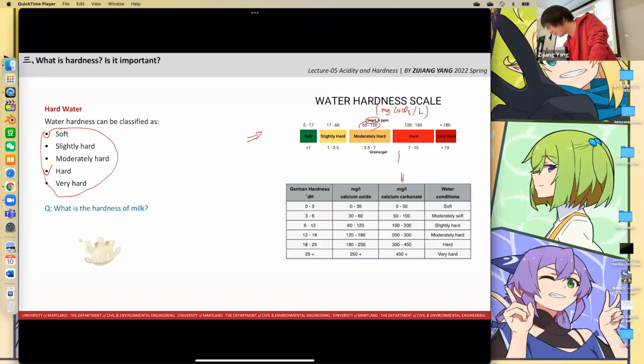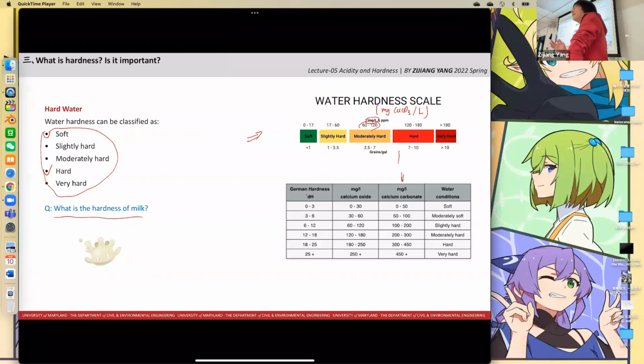And here I have a question for you guys. What is the hardness of milk? Because we know that milk contains lots of calcium. So what do you think is the classification of milk?